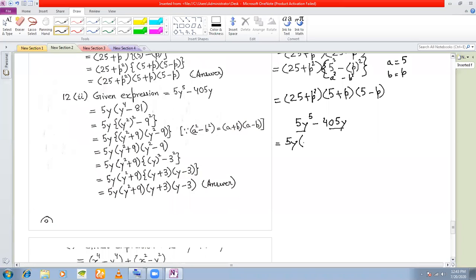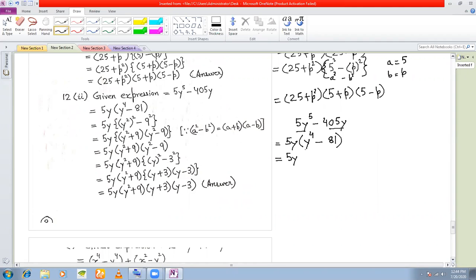So if I'm taking out 5y from 5y to the power of 5, I'm simply left with y to the power of 4. And if I'm taking out 5y from 405, I'm left with 405 divided by 5, which is 81, and only 81, nothing else. This step, no problem? No, sir.